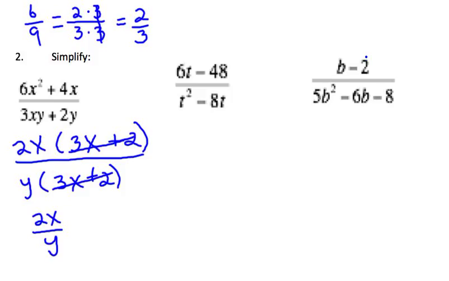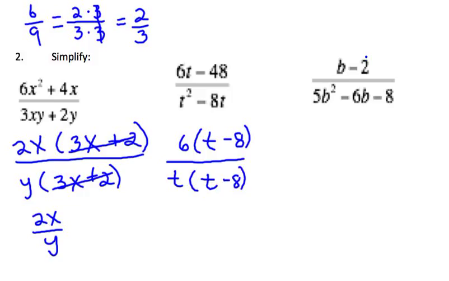So now let's move on to the second one. Again, I'm looking at my numerator. My GCF is 6. That divides out or factors out and leaves me t minus 8. My denominator has a GCF of t. When I factor that out, I'm left with t minus 8. And once again, I have a common t minus 8 in the numerator and denominator, and they divide out. And that leaves me 6 divided by t.